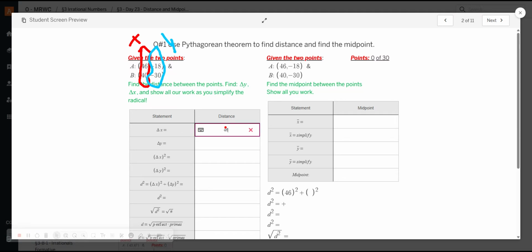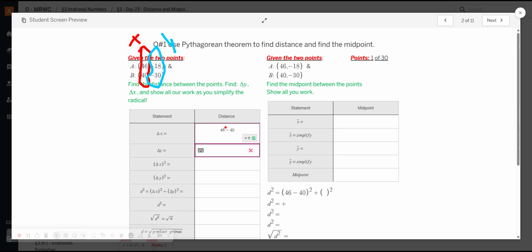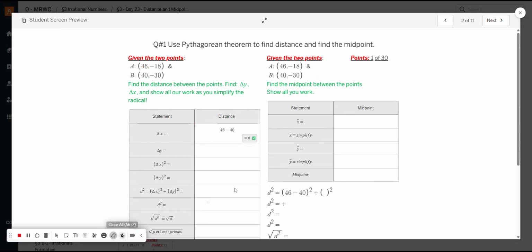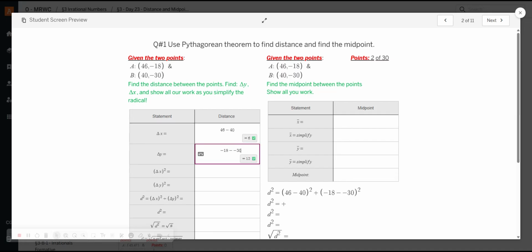So that would be 46 minus 40. Let me clear that. And minus 18, negative 18, minus a minus 30. Now that's the difference. So it's not negative 18 minus 30, it's negative 18 minus a negative 30.